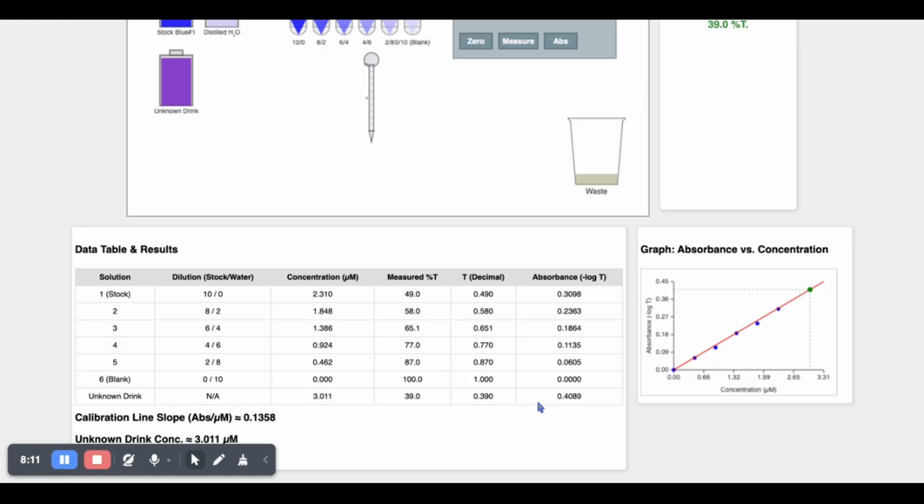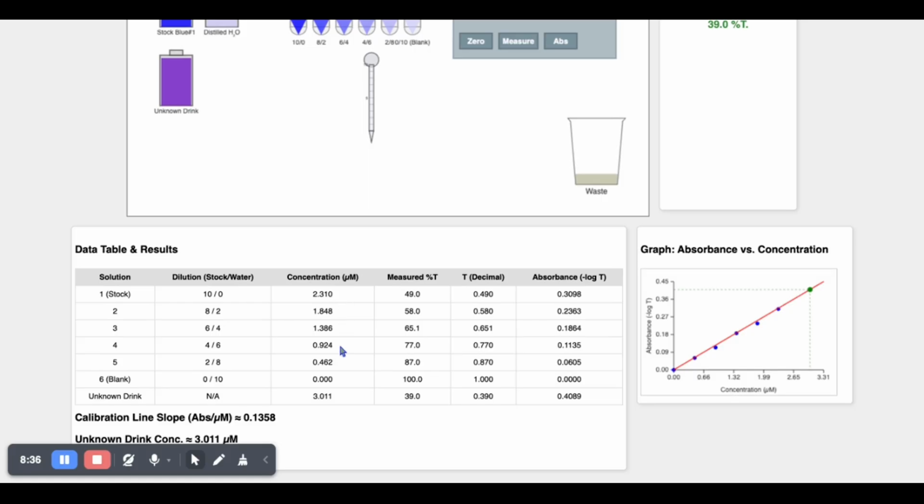Now we'll be doing our data analysis. Using the slope from the calibration curve, I now calculate the concentration of the blue dye in the unknown drink. This step applies Beer's law using the values collected earlier. Here is the completed data table, which includes dilution ratios, concentrations, percent transmittance, decimal transmittance, and absorbance.